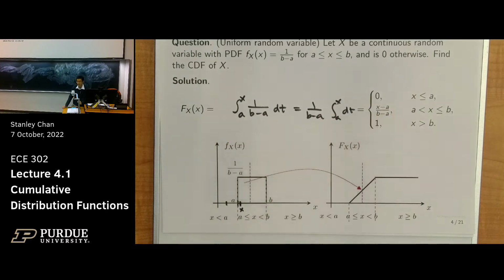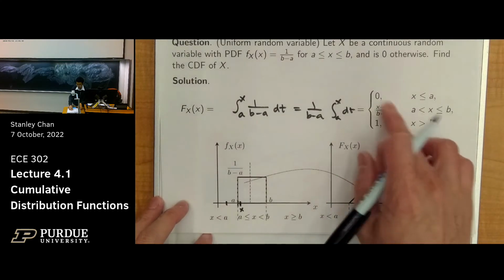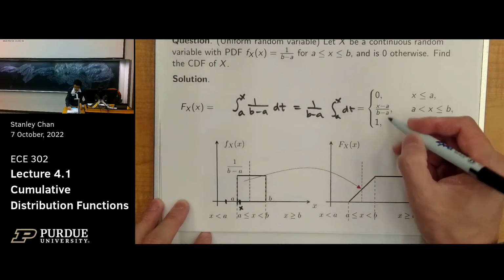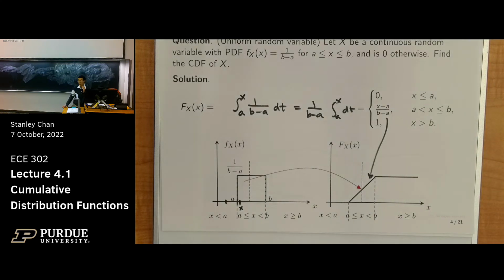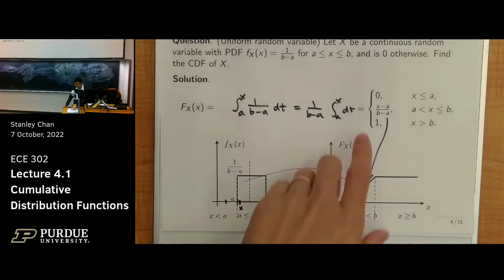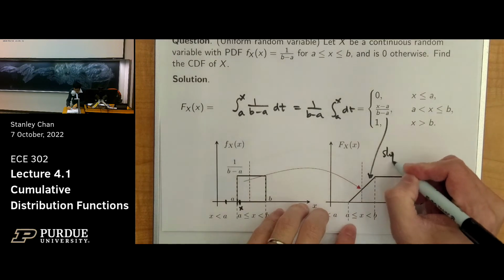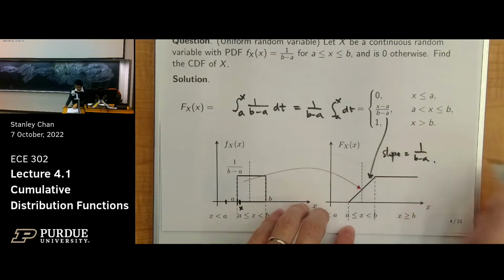So that will give you this equation, which if you look at this thing here, it makes sense. It is a linear function. It's going up. And the slope is 1 over B minus A. Thank you. So this is a slope. So slope is 1 over B minus A.